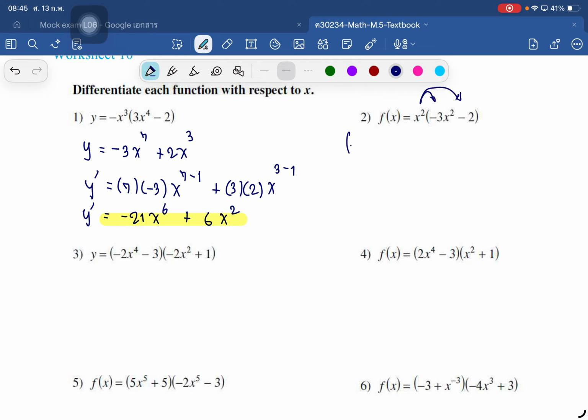But if the question says y dash of 1 like this, it means after you differentiate, the first order derivative, put the number 1 in there. That's why we don't need to simplify. You may finish with this line or this line, and then replace x with 1, then you get the answer. All right.